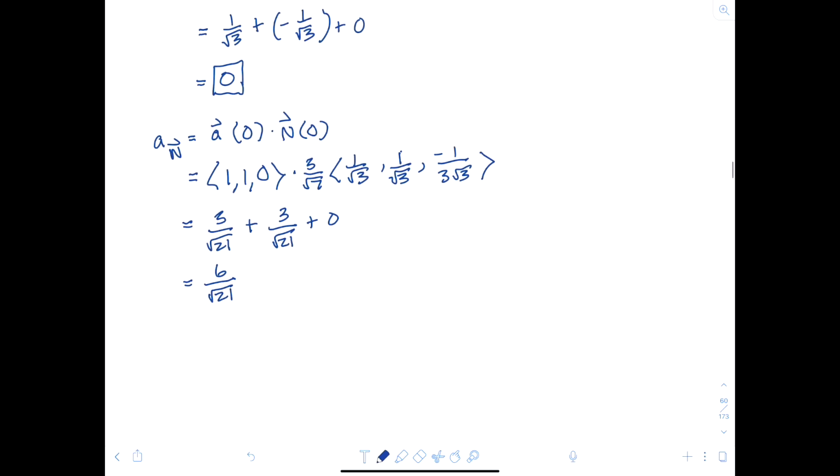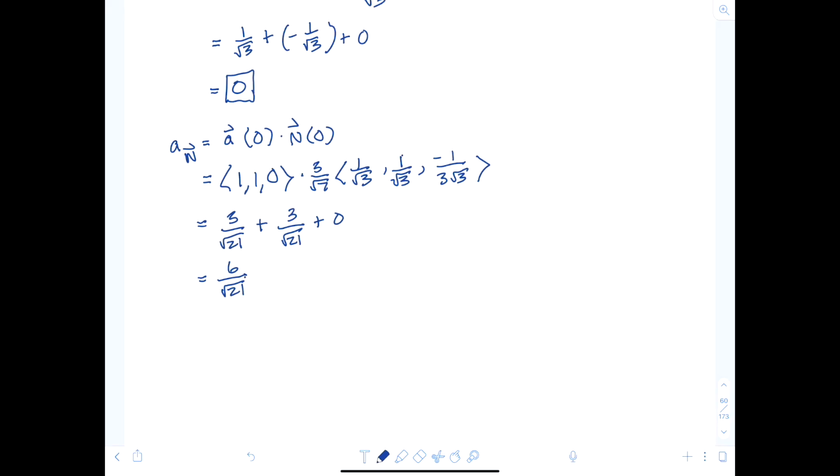Okay. And if that's too messy for you, you could rationalize it, root 21 over root 21, and that would give us 6 root 21 over 21. You could divide out a 3, and we would end up getting 2 root 21 over 7. And oh my gosh, we are done with that problem.